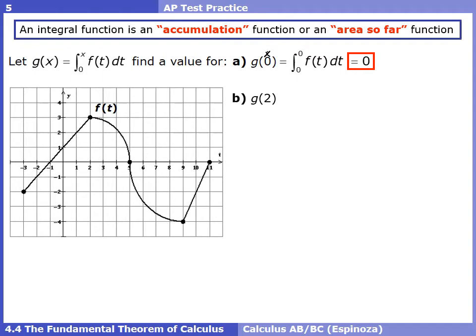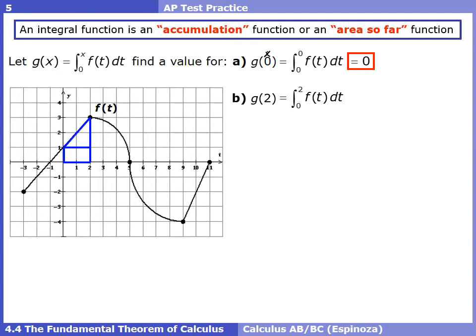In part B, we need to find g of 2, which means we need to plug 2 in for x, which gives us the integral from 0 to 2 of f of t dt. That's asking us to find the area between the curve and the x-axis from 0 to 2.